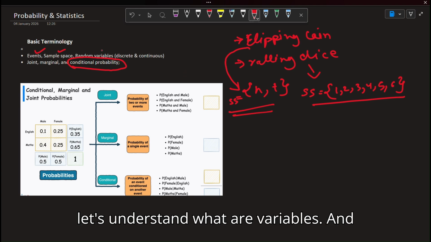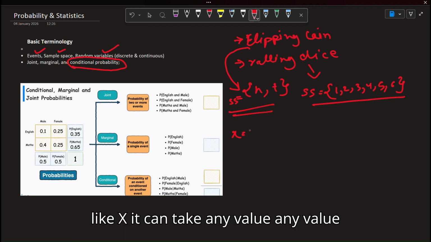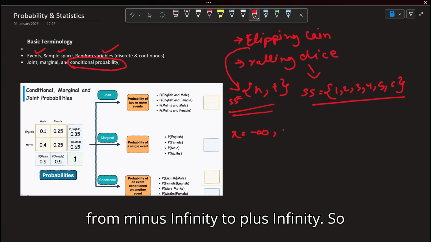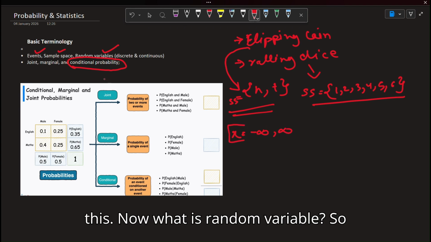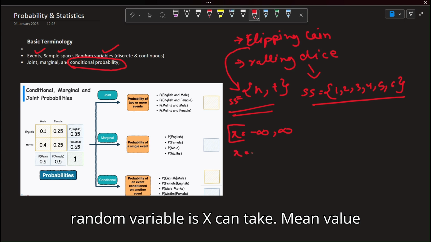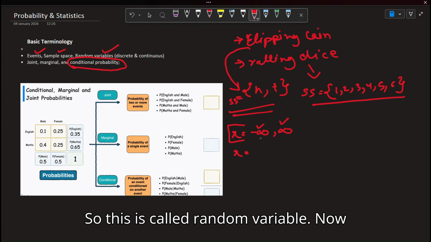Now let's understand what are variables and what are random variables. A variable is like x. It can take any value from minus infinity to plus infinity. That is the definition of a variable. Now what is a random variable? A random variable x can take any value between minus infinity to plus infinity.